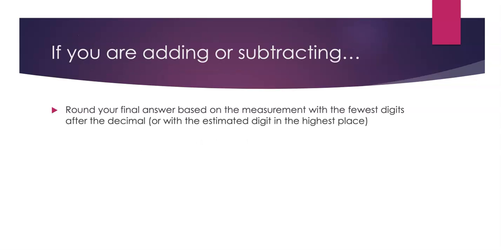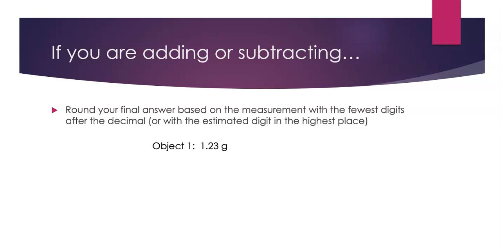If we're adding or subtracting, there's one set of rules. When we're adding or subtracting, we round our answer based on the measurement that has the fewest digits after the decimal place, or with the estimated digit in the highest place. We can't get more precise than that. We can't have more digits in our answer after that place, even if we add or subtract. That implies that our ruler was better than it was, and that our balance had smaller divisions than it did. That's just not okay. So let's go through an example.